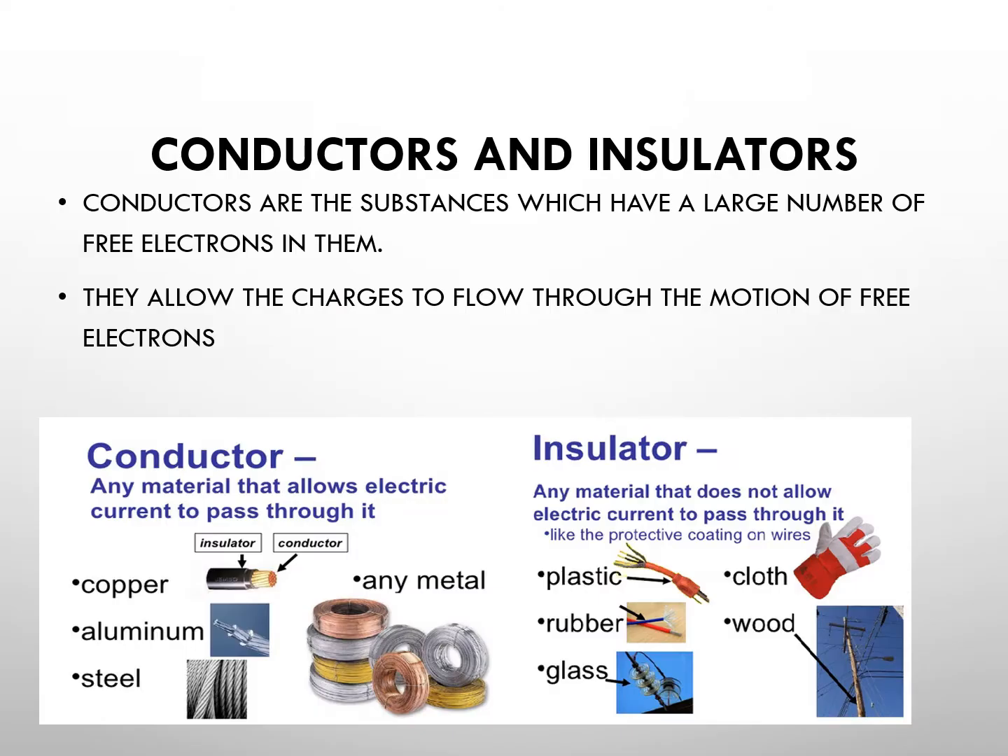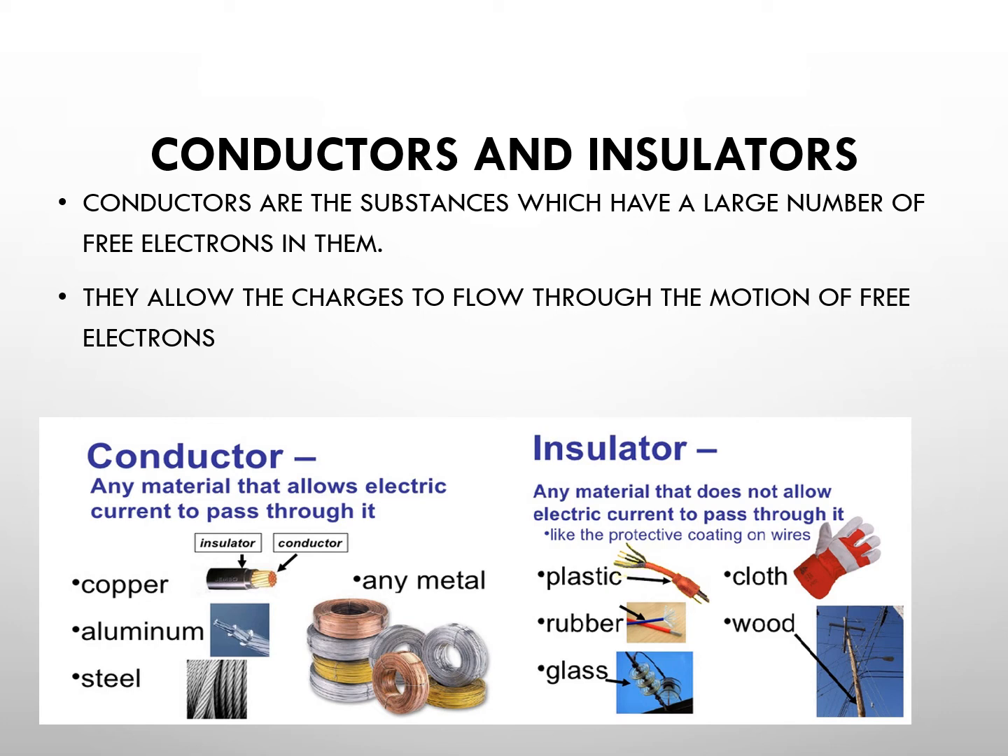Conductors and insulators. Conductors are the substances which have a large number of free electrons in them. They allow the charges to flow through the motion of free electrons. So, a conductor is any material that allows electric current to pass through it. For example, copper, aluminium, steel, etc.